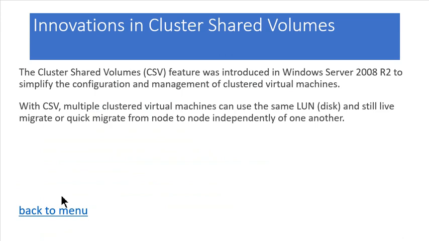The cluster shared volumes (CSV) feature was introduced in 2008 R2 to simplify the configuration and management of clustered VMs. With CSV, multiple clustered VMs can use the same LUN or disk and still live migrate or quick migrate between the nodes independently of each other, basically.